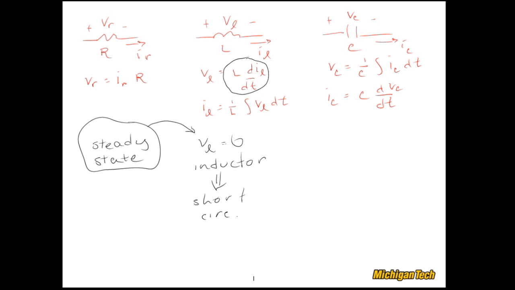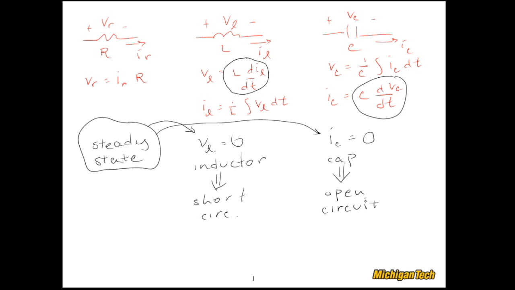For the capacitor, we can play the same game. Take a look at this term. So if VC is not changing in time, then IC is equal to 0, again, only in steady state. And so the capacitor becomes an open circuit. That one's pretty easy to remember because the capacitor kind of looks like an open circuit. The symbol, that is.